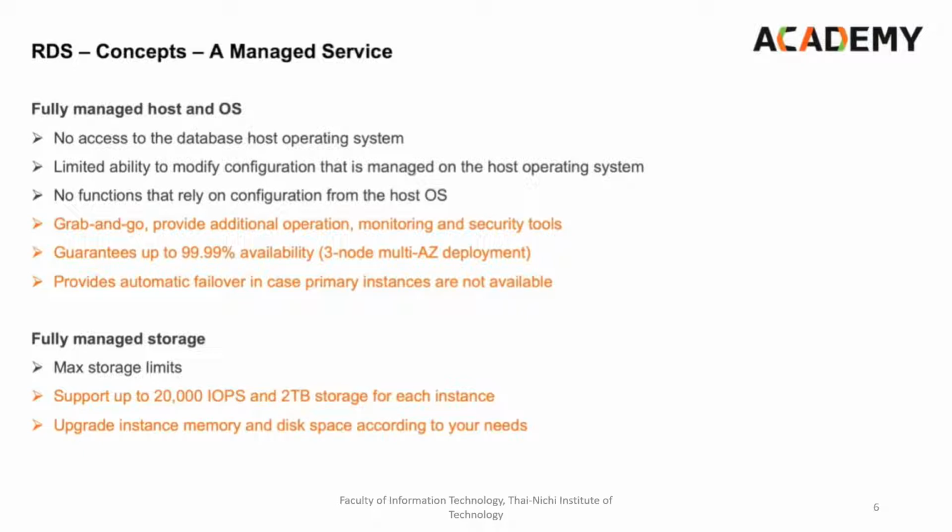It guarantees up to 99.99% availability. How can that availability be achieved? If we use a 3-node multi-zone deployment, where each of the 3 nodes is located in a different zone, then if one zone gets cut off, the database can be retrieved from another node which is present in another zone. That's how it increases the availability of relational database service, or RDS, and it provides automatic failover in case the primary instance is not available.